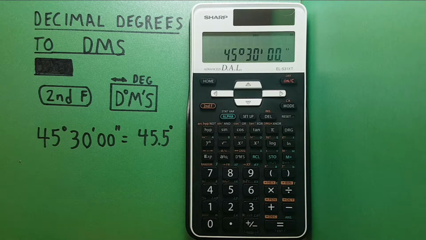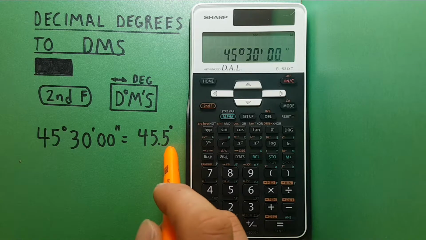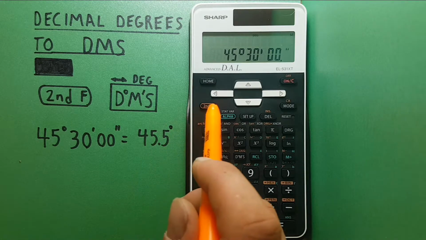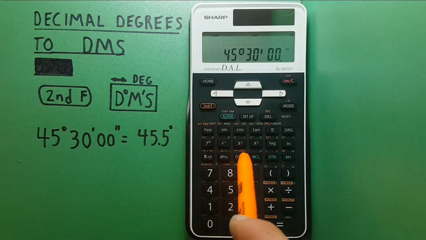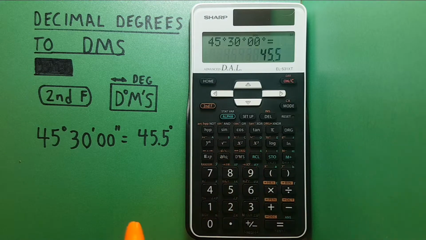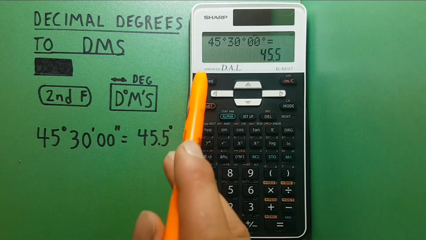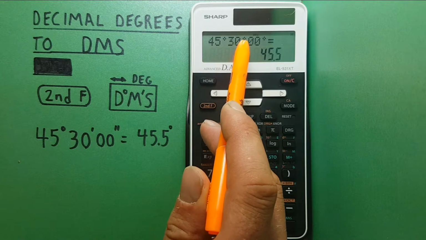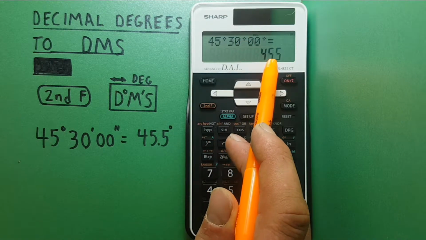And if we want to convert this into decimal degrees, which we know is 45.5 degrees, we simply hit second function, DMS, and you can see up at the top our original value converted to 45.5 degrees.